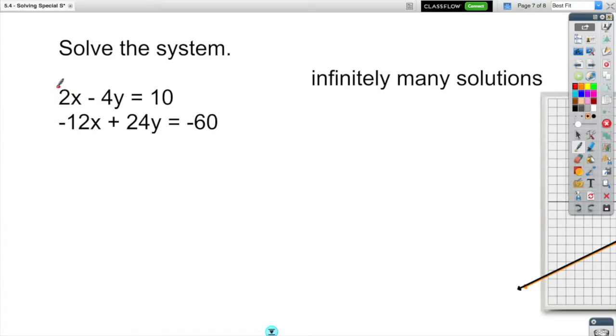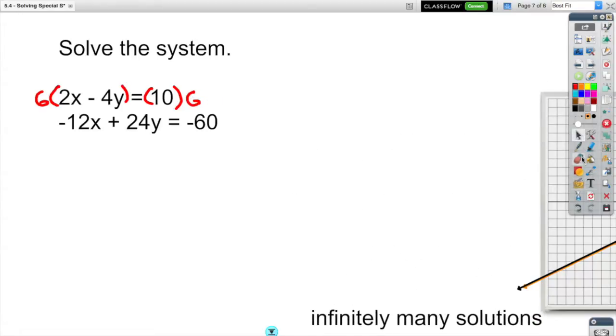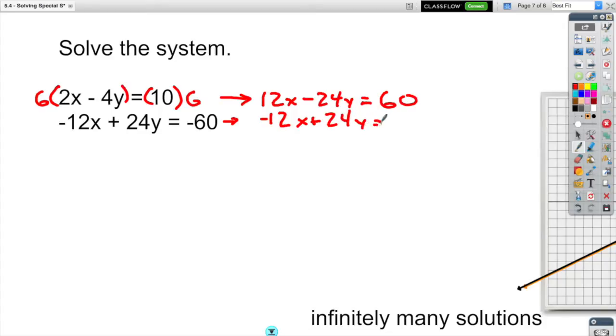I'm going to multiply this top equation by 6. What I do to one side, I do to the other. Let me move this out of the way. All right, so what I would get is 12x minus 24y equals 60, which will make my x's match up. So I'll just recopy this one here: negative 12x plus 24y equals negative 60.